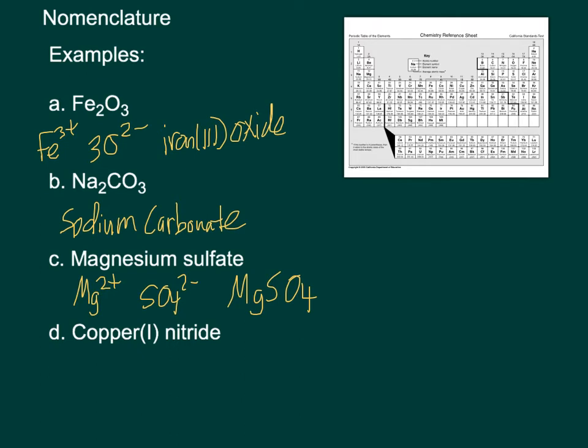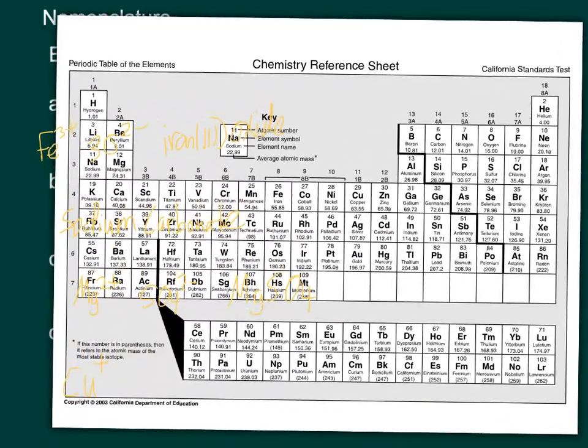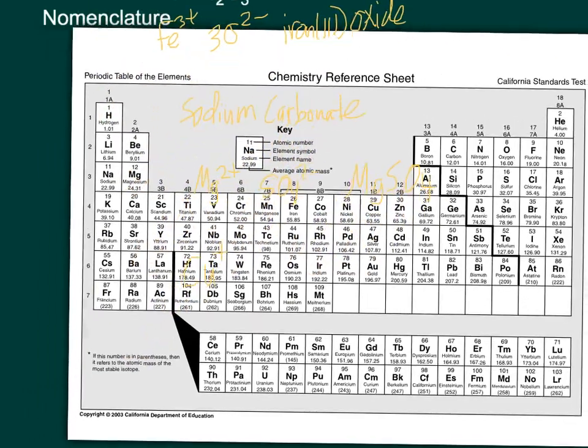And the last one, copper 1 nitride. Well, don't even need to look this one up on the table for the copper. We know that that is Cu+, the copper 1 ion. For the nitride, if we look at it, no, this is not nitrate, it's nitride. Look over on the right here. You can see there's nitrogen, so this is -1, -2, -3 for the nitride.